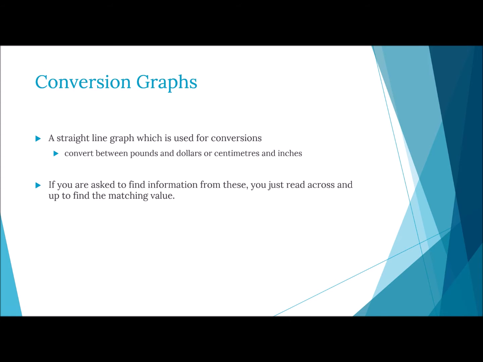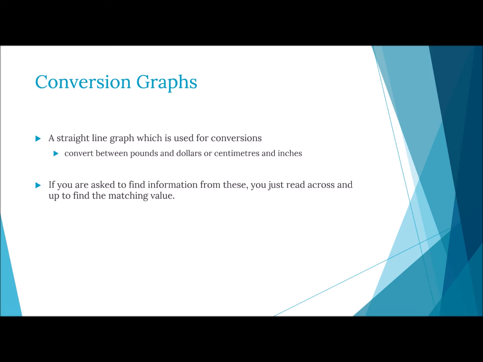So a conversion line graph is a straight line graph, and you use it to do conversions. So you might convert between pounds and dollars, centimeters and inches, anything that has a fixed point to convert. So obviously pounds and dollars or pounds and euros, there's a fixed conversion point each day or each hour, depending on how you look at it. So that conversion will be a fixed number. Centimeters and inches, obviously that's always fixed. You can always use the same graph. And there's lots of other things you could convert between.